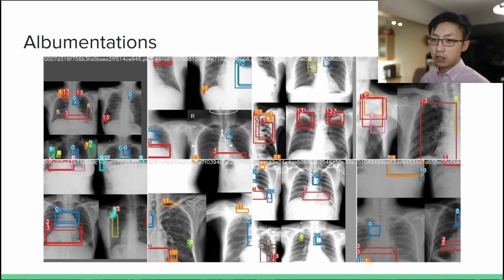This is a visualization of eight individual images that were trained on. As you can see, the augmentations are fairly major. No longer are labels associated with particular areas of the image, but rather scattered, as the augmentations shift the chest radiograph around the image.